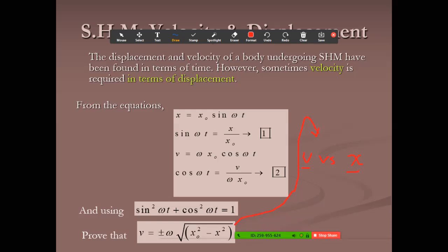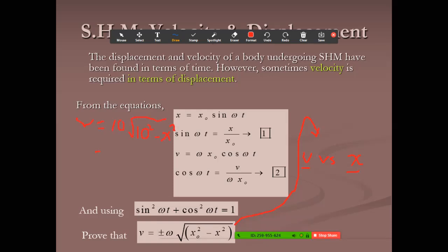Okay, let me help you. So V equals omega, just I put a number, it's a constant. X naught also constant, maybe I put a 10, 10 squared, minus x is the variable, I just put x squared. So V, this is the formula.